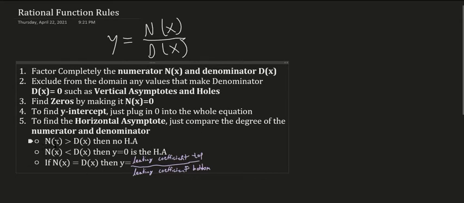If the numerator on top has a higher degree than the denominator at the bottom, then there is no horizontal asymptote. And if the denominator on the bottom has a greater degree than the numerator on top, then y is equal to 0. And if the degrees of the numerator and denominator are equal, then y equals a ratio. It's going to be the leading coefficient on the top over the leading coefficient at the bottom. And you will see in a moment how this looks.